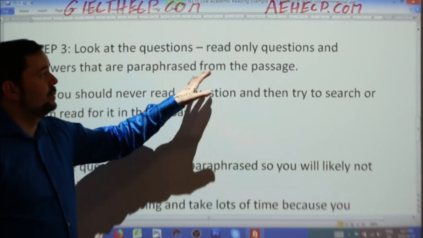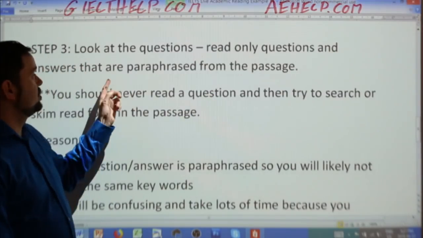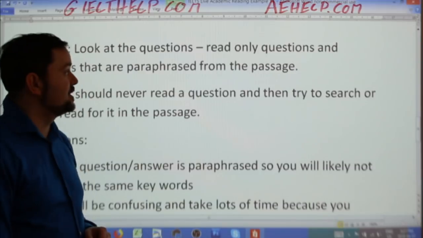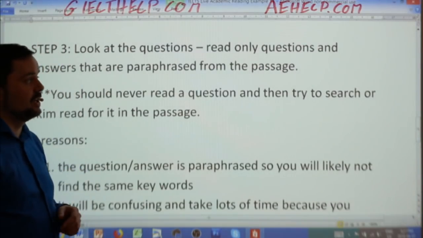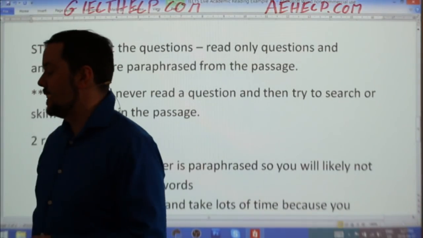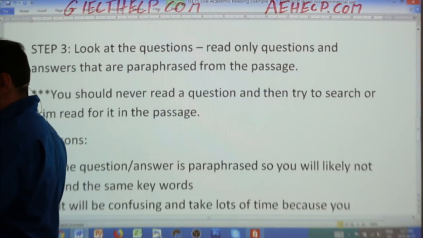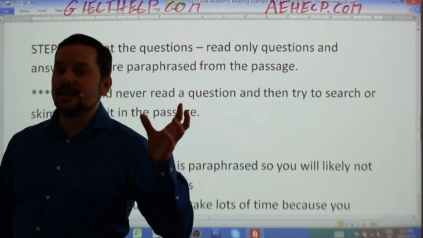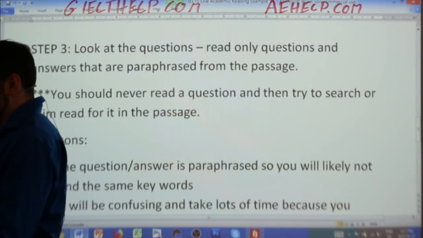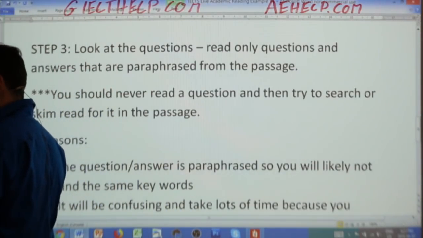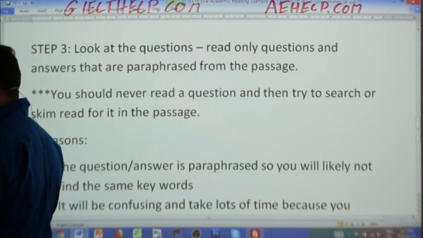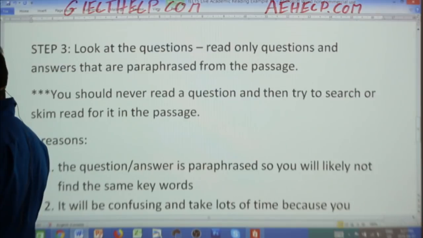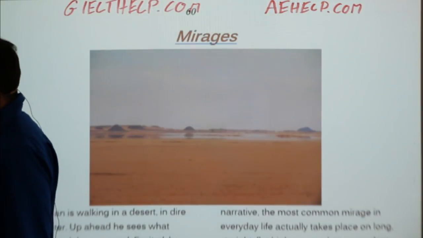And of course, read only questions and answers that are paraphrased from the passage. So don't read, for example, multiple choice answers. Don't read true, false, not given. Those will confuse you. They contain false and extra information not in the passage. Your brain is not linear, okay? It's dynamic, so it won't help to read those kinds of questions before the passage. But if you read questions that are in the passage, like fill in the blanks, that will be a good idea. So let's look at the questions for mirages.